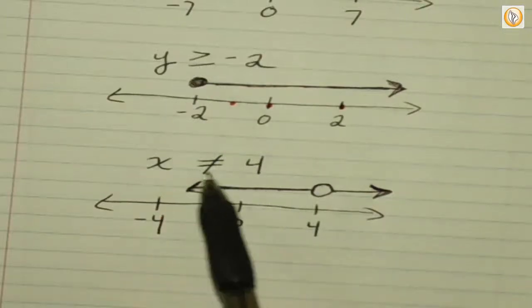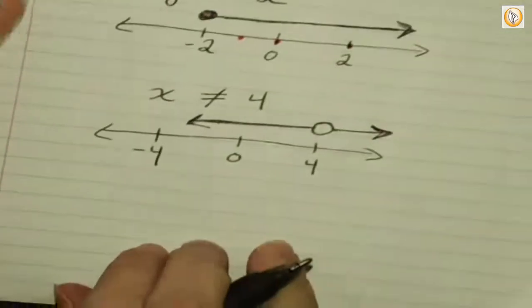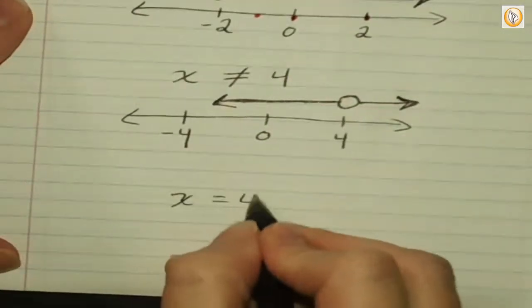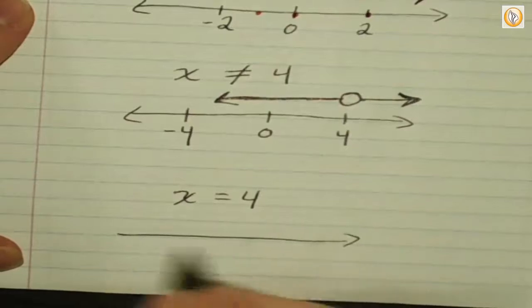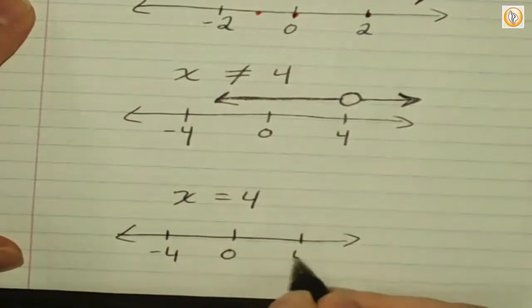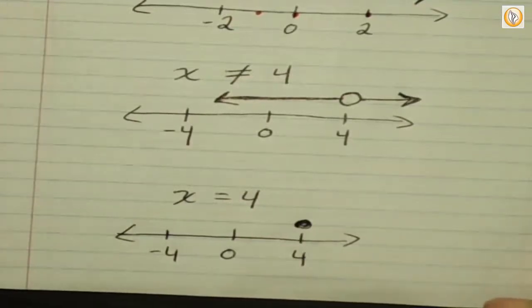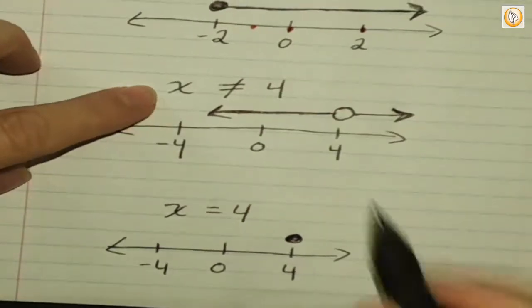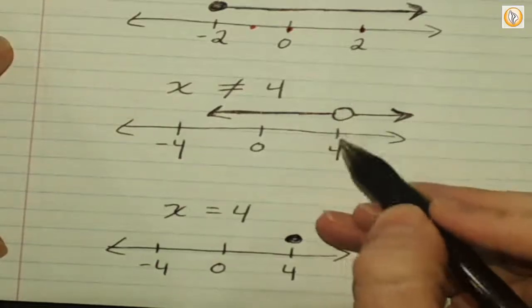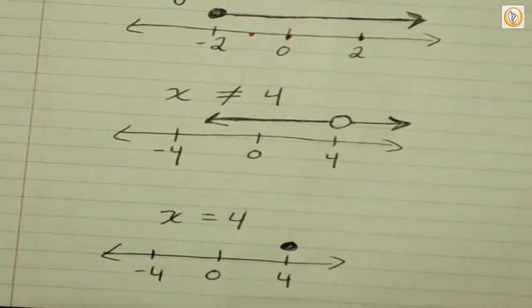And if this was x equals 4, then it would look like this. If it was x equals 4, and we had to put that on a number line, first of all, that's not an inequality. It would just be a closed circle and no arrows because x only equals 4. X does not equal 4 is an open circle because it can't include that, and it's any number but 4. Any questions?